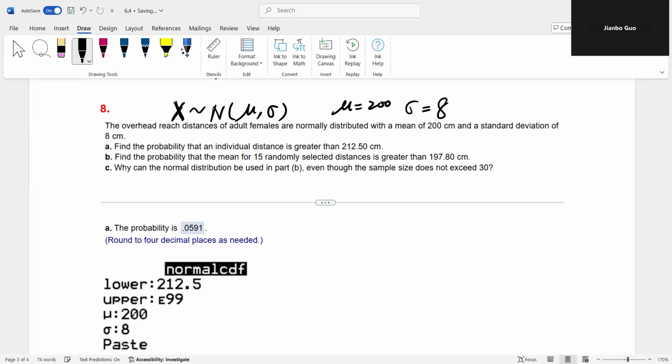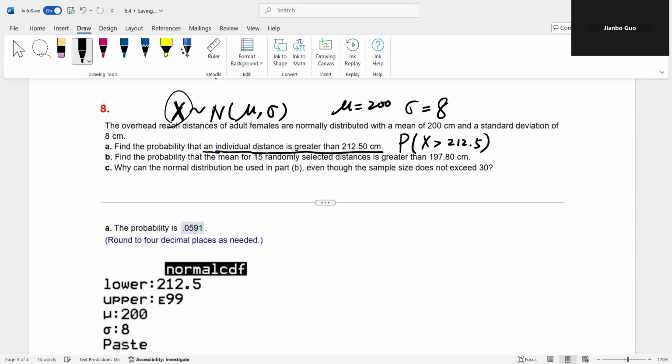The first part is to find the probability that an individual distance is greater than 212.50 centimeters. The first part of the question has nothing to do with the central limit theorem. It is an application of normal distribution. It's to find the probability when the variable is normally distributed. One individual distance is a value of the variable x.